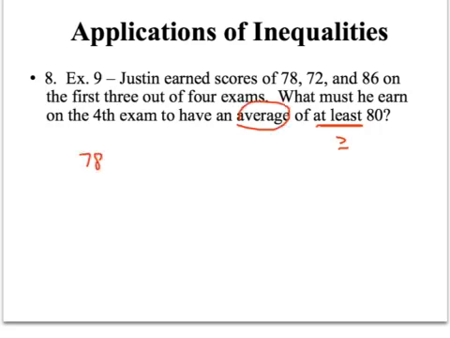We're going to add up all the scores that he has. But he also wants to include the score for his 4th exam, which he has not taken. So to represent that, we just include an x. So when you find average, you add up all of those that you have, divided by the number that you have. Alright, and we want to set this greater than or equal to 80. And now I just solve this inequality and I'm done.